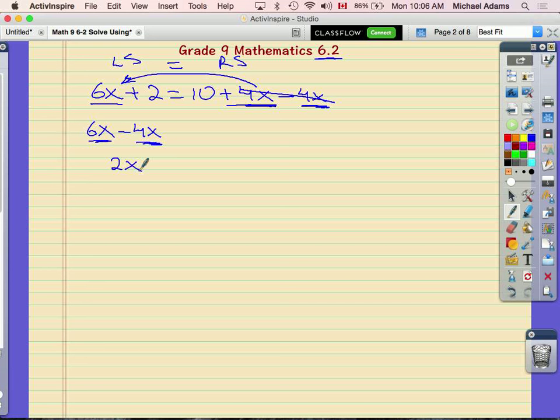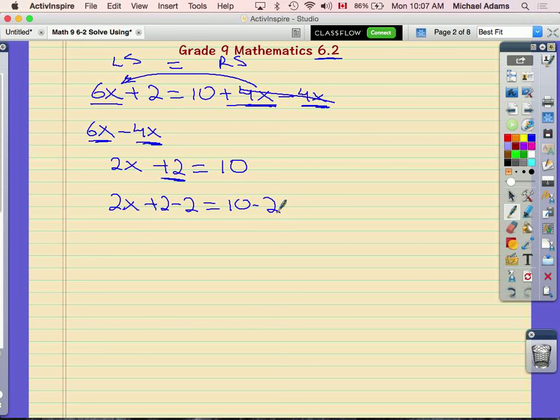Now the rest of the equation that I have left: I've got 2x plus 2 on the left side, and on the right side, I just have 10. Now we should remember what to do in this equation. I want to isolate the variable, but before I do, I want to get rid of this plus 2. So how do I get rid of the plus 2? Well, I do the opposite. If it's a plus 2, then I simply go minus 2. So if I subtract it from one side, I've got to subtract it from the other side.